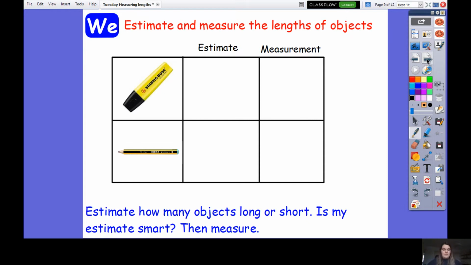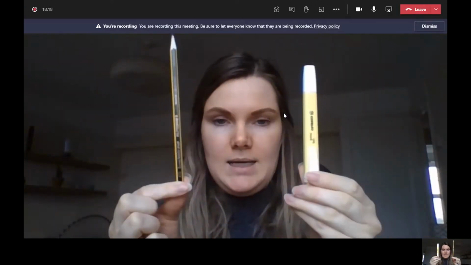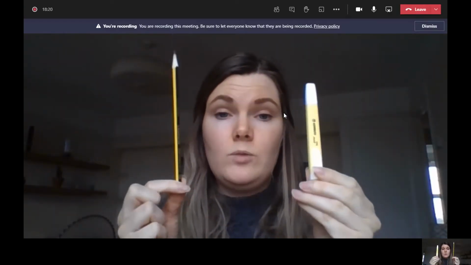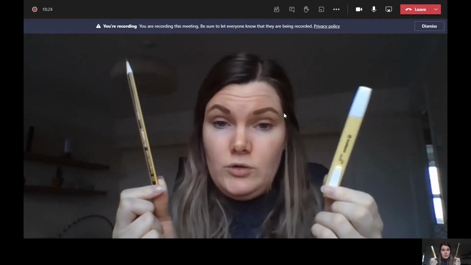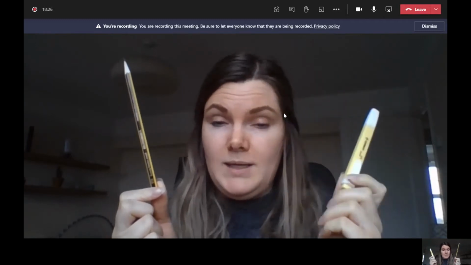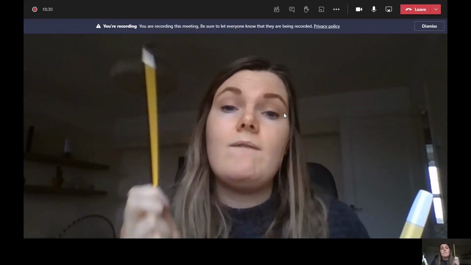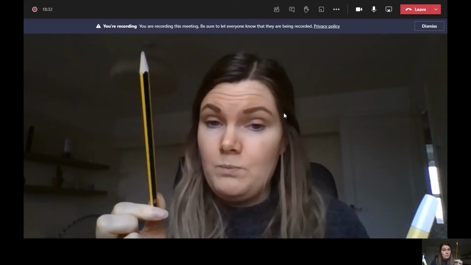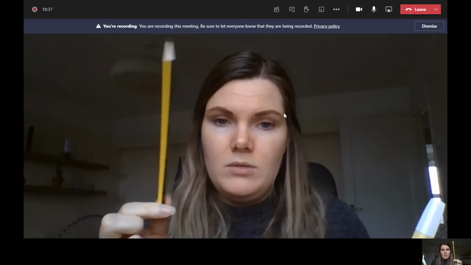Okay, I'm going to get my objects to show you. We've got a pencil and a highlighter. Okay, so what we're going to do, Miss Bamford's going to make an estimate for one, and I'd like you to make the estimate for the other, and I'm going to be listening. I'm going to estimate the pencil is 4 cubes long. Is that a good estimate? No, why not?